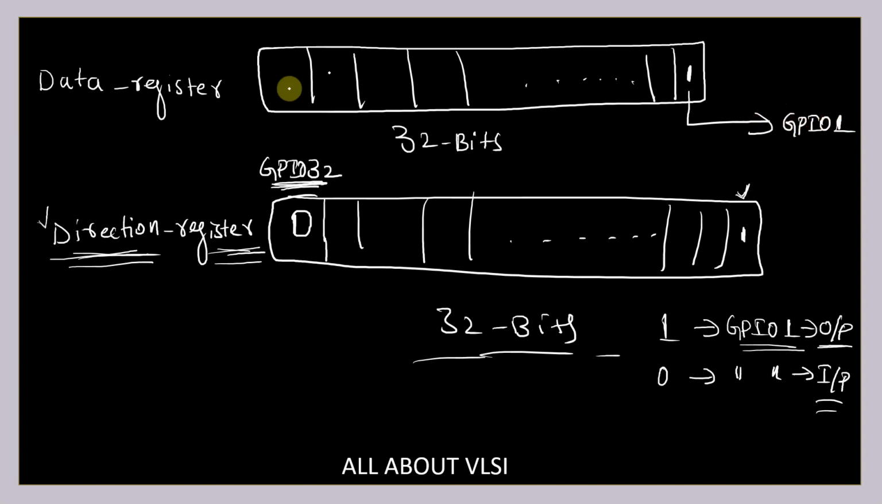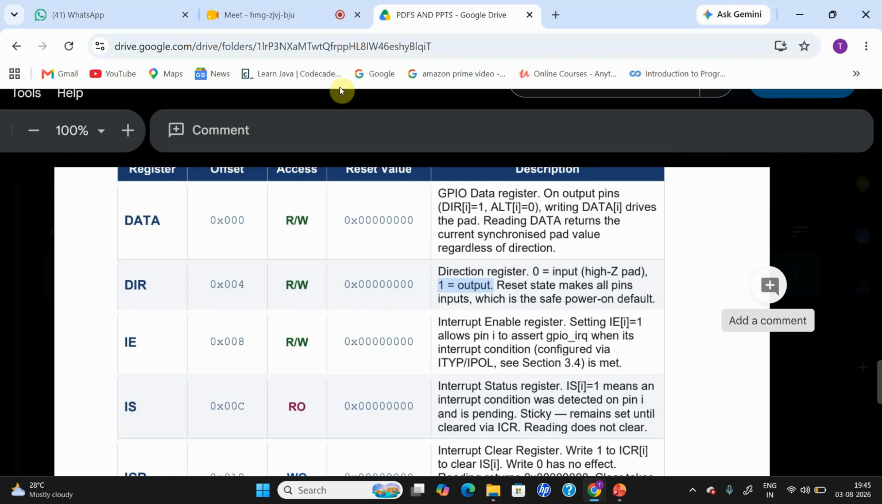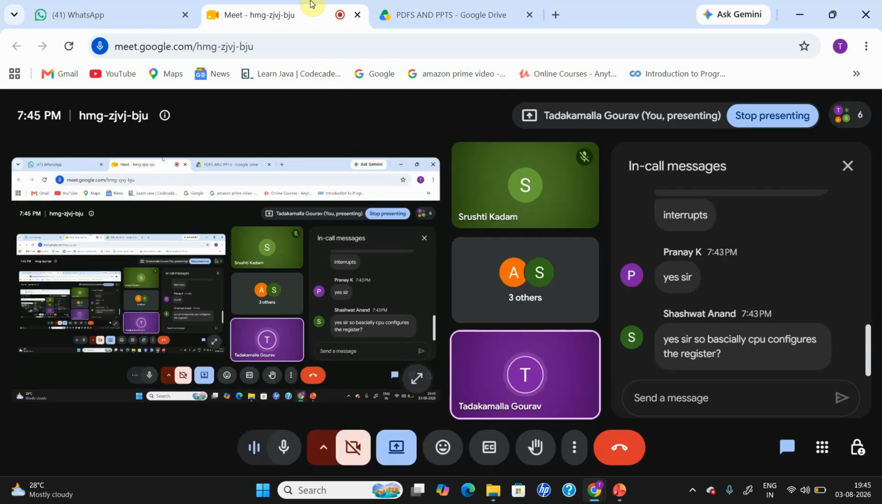Now suppose I want to write data into the GPIO 32 pin. I am going to make this particular data register bit equal to 1. That is when I am writing; when reading, the process is different. When writing, this is the case. Is it clear, guys? This is how I write to and configure a particular GPIO pin.